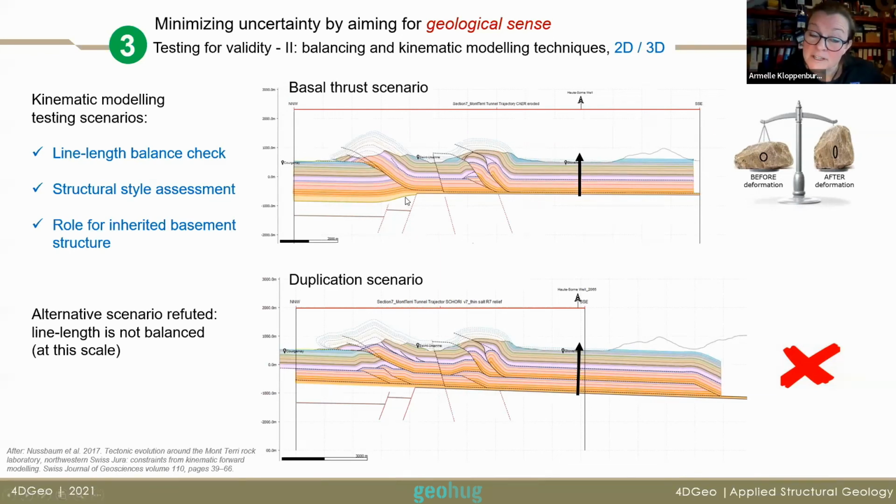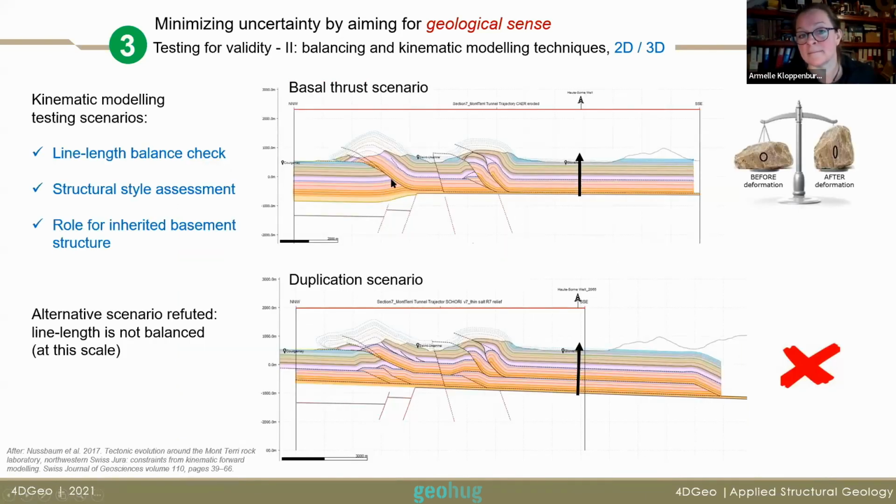We prefer the first scenario for a number of reasons, for mechanical reasons, but also at this scale, at least, the line length balancing is not working for us. So you've got a shortage of the blue and green units at the top. Now they may be pushed all the way to the north, but at this scale, the model that we're looking at here, that balance doesn't work.